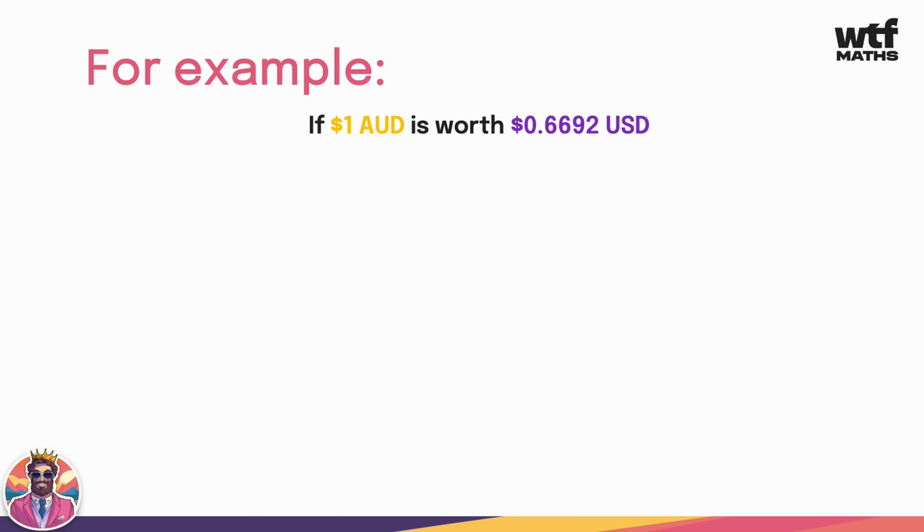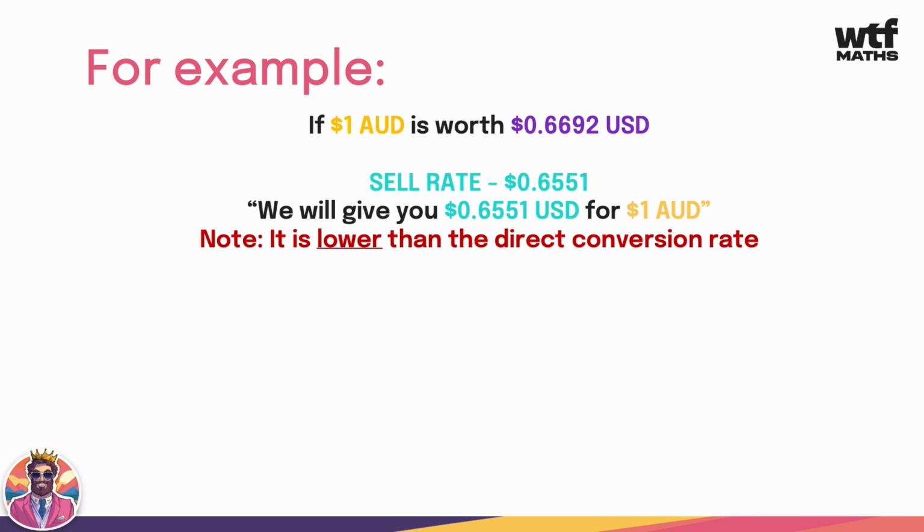For example, if $1 Australian today is worth 0.6692 United States dollars, the exchange company might have a sell rate that is slightly lower at 0.6551. The exchange service might say, we will give you 0.6551 USD for $1 Australian. Now note, this is lower than the actual conversion price, so they're making a tiny bit of money off this transaction. If we look at the buy rate, it might be more than the current exchange rate.